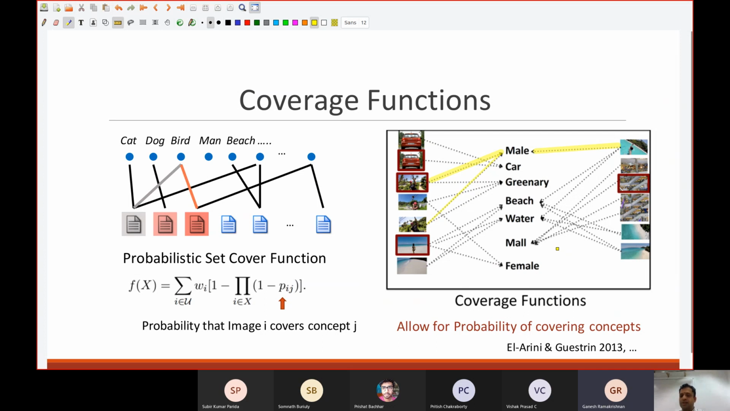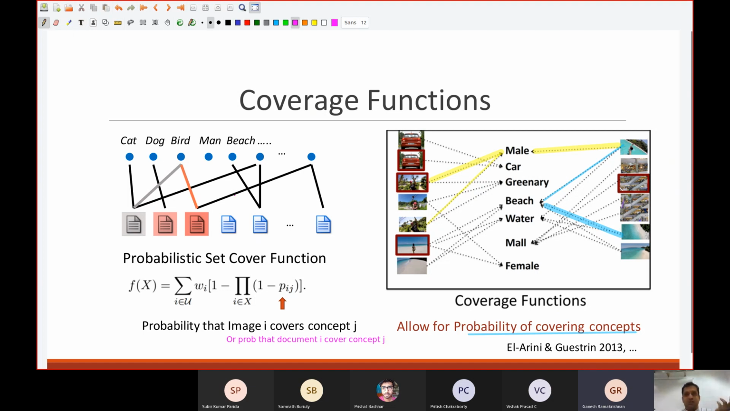Likewise, there's a male very obviously here, but there could be images where beach, for example, is a lot more obvious here than it is here. The edge weights denote the extent of coverage, so the probability of covering concepts. Let's say P_ij is the probability that image i covers concept j, or that document i covers concept j. Some of the concepts could be stop words, so you may have low probability, like the, a, and so on.